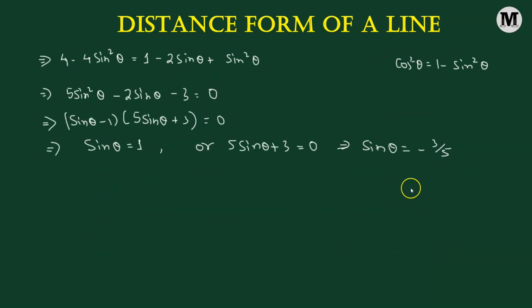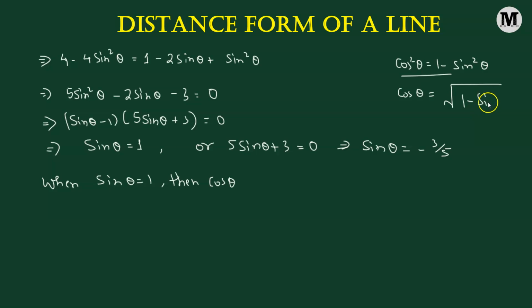Now what we need is the corresponding cosine value as well. So when sine theta equals 1, let's note it down, then we can find cosine theta by taking the help of this formula, cosine theta equals the square root of 1 minus sine squared theta. We're considering the positive value here. So cosine theta is going to be equal to 0. And when we have sine theta equals negative 3 over 5, then the corresponding cosine value comes out to be positive 4 over 5.